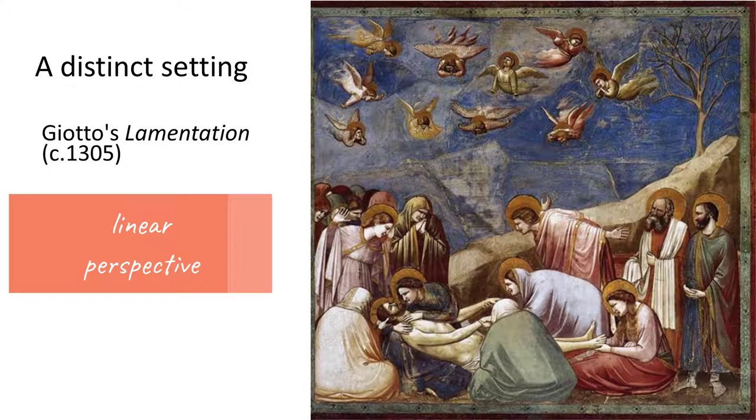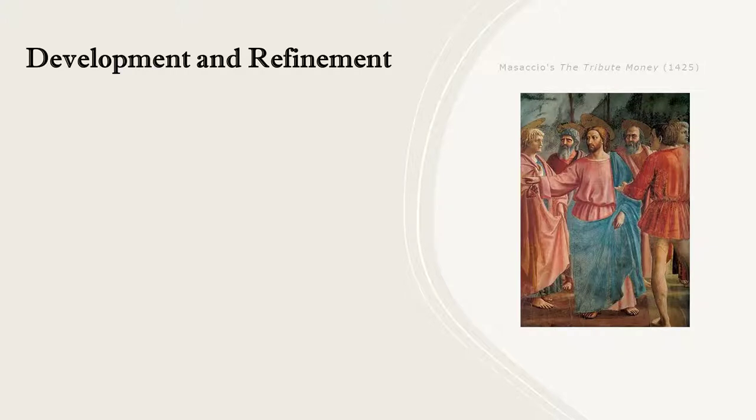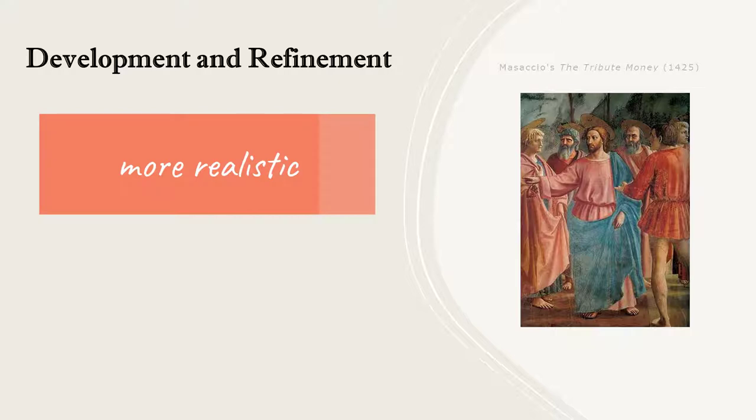Linear perspective is a technique to create depth by using parallel lines that converge toward a vanishing point. Notice that if you took a ruler and you drew lines in these almost architectural elements, they point to the central figures here of Christ and Mary here in Lamentation. During the course of the Renaissance, we're watching artists develop and become more refined with their techniques. With this development, images become more realistic.